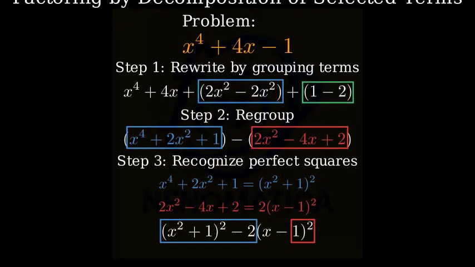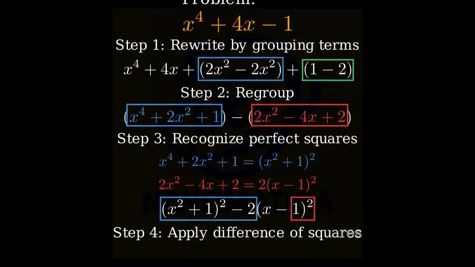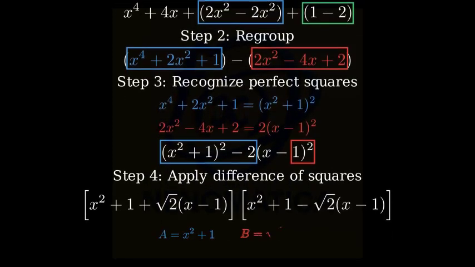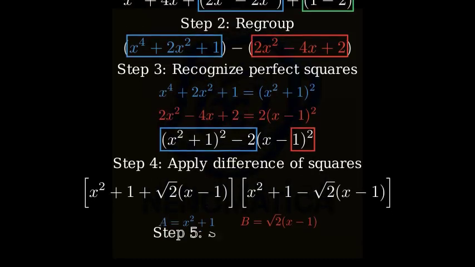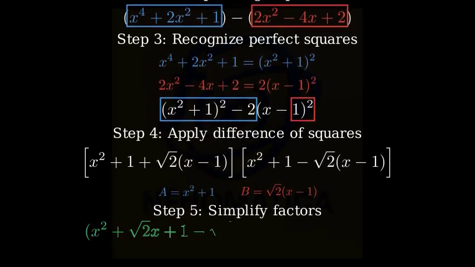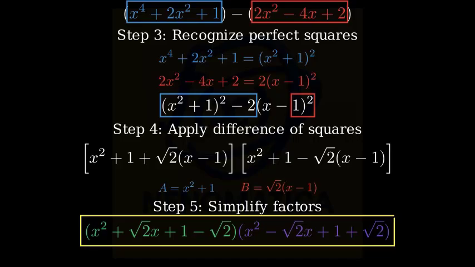Step 4. Apply the difference of squares. Think of this as a squared minus b squared, which equals (a plus b) times (a minus b). Here a is x squared plus 1, and b is square root of 2 times (x minus 1). Factor using a plus b and a minus b. Step 5. Simplify each factor by distributing the square root of 2. This turns the factors into simple quadratic trinomials. Therefore, the final factorization is the product of these two quadratics.